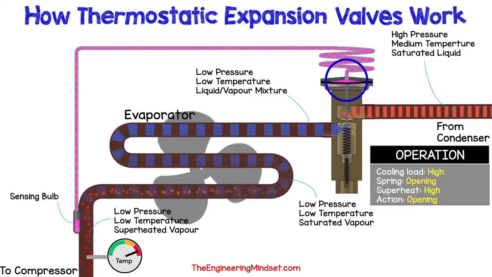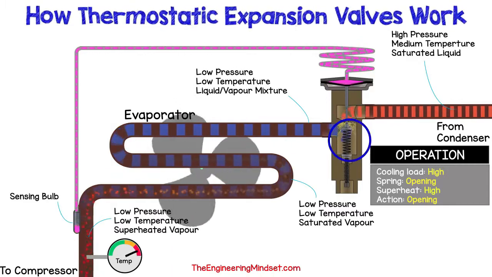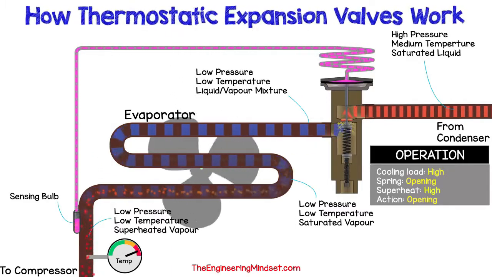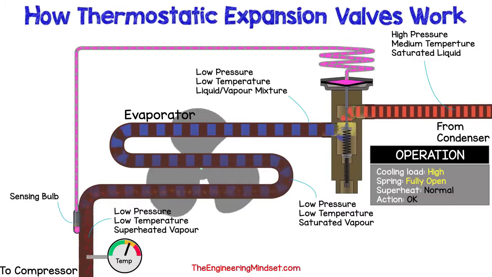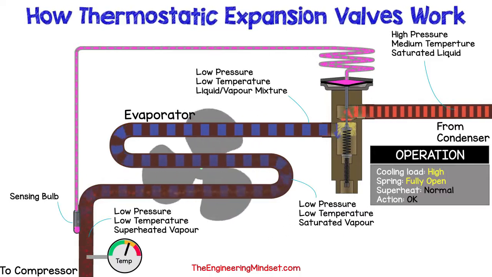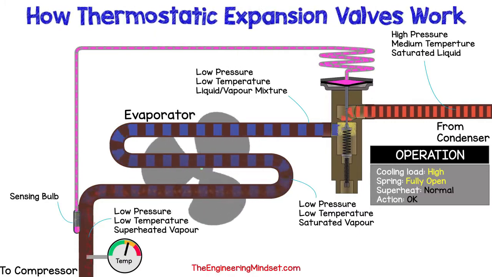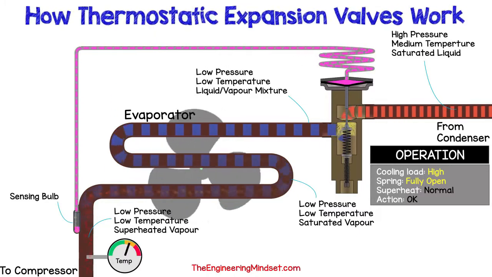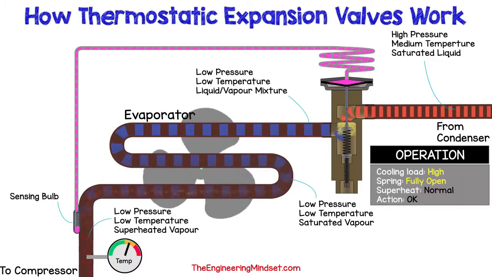This pushes down on the diaphragm, and that pushes down on the pin, which compresses the spring and allows more refrigerant to pass through the orifice. The valve will adjust to find the correct position, so that the force in the diaphragm is greater than or equal to the force of the spring, pushing in the opposite direction. This allows the correct amount of refrigerant to flow, which decreases the superheat refrigerant temperature at the outlet, and the sensing bulb detects this and equalizes it.